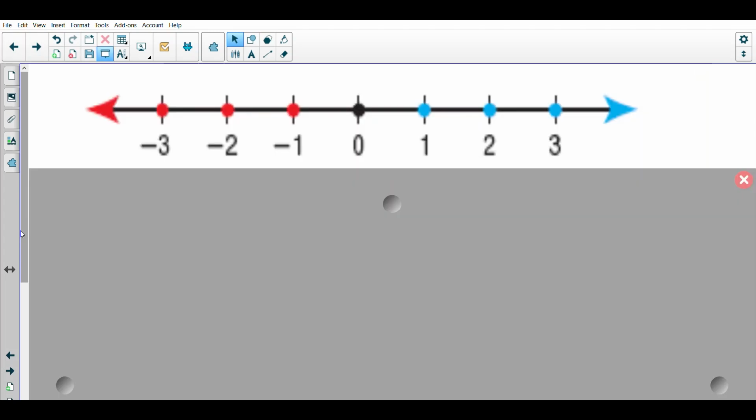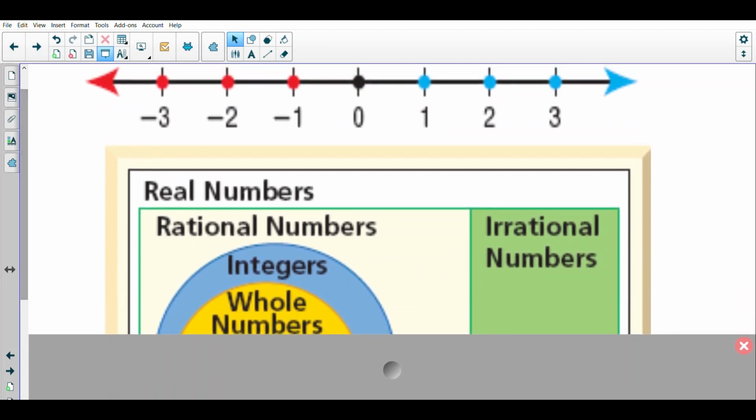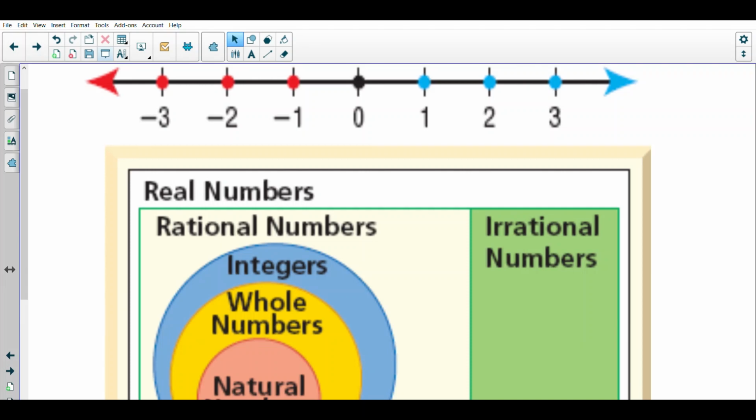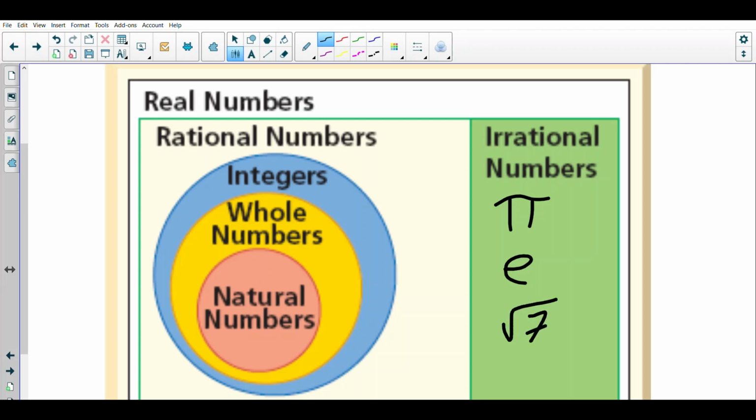The one we're missing, the numbers in between the rational numbers, is what we call irrational numbers. Irrational numbers are the exact opposite of rational numbers. Rational numbers can be written as fractions; irrational numbers cannot. Examples of irrational numbers are pi, the letter e, or the square root of 7. A lot of square roots are irrational numbers, except for perfect squares like 1, 4, 9, 16, 25, whose square roots are whole numbers. So we're going to start looking at this.